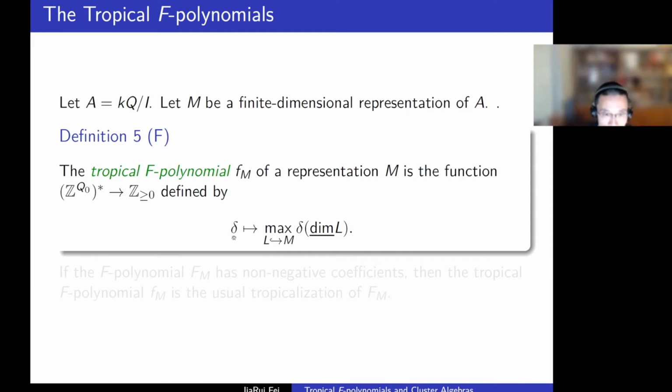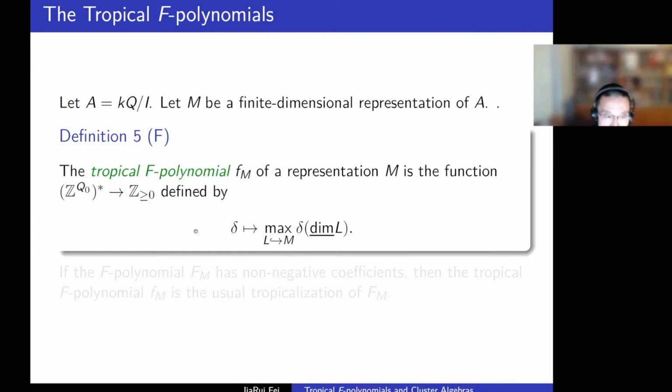So this is a weight vector I view as one in the dual space. It's going to pair, using the usual inner product, with this dimension vector. So what I'm doing is picking all possible sub-representations of M, taking the dimension vector, then taking the pairing, then taking the maximum. So this is my definition for the tropical F-polynomial.